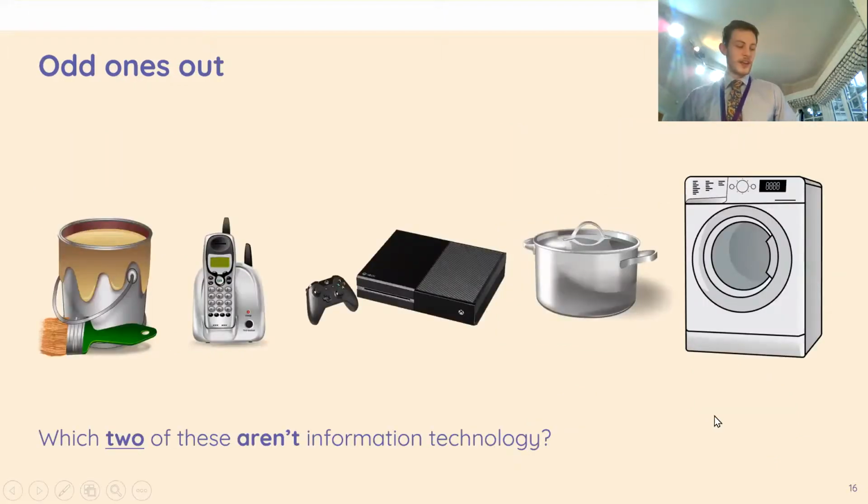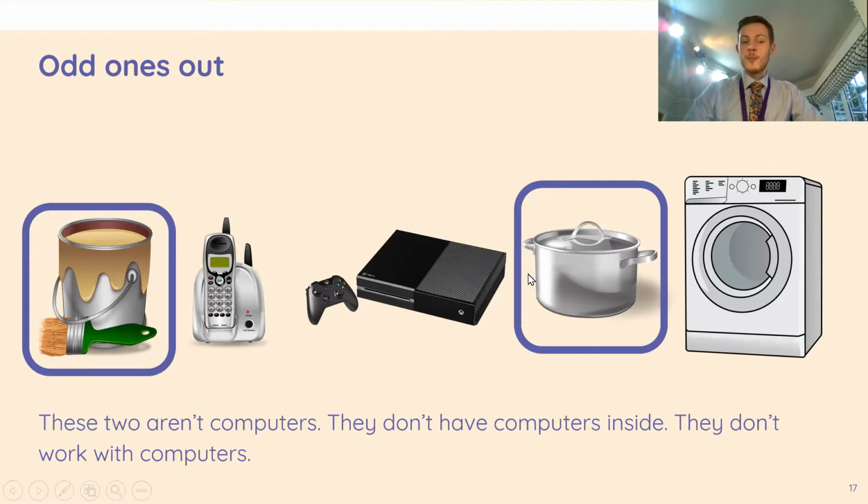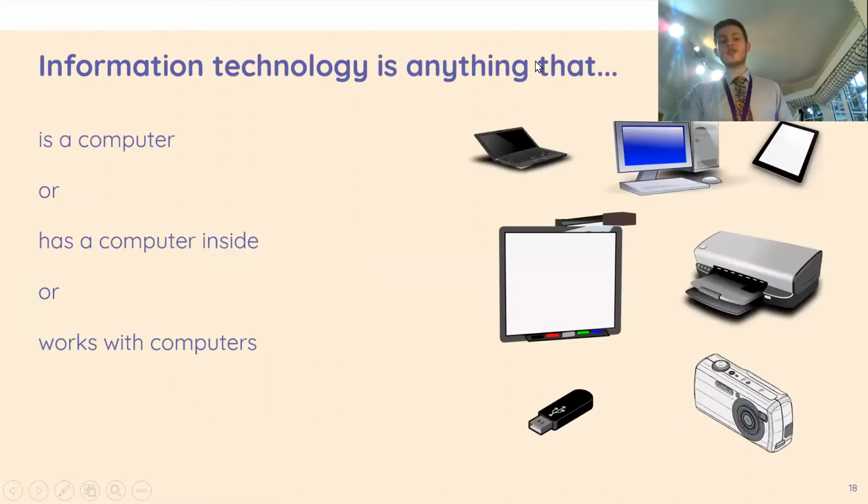Now, let's have a look at the odd ones out. Which two of these aren't information technology? Which two of these pictures are not information technology? I'm hoping we've shouted at the screen saying, oh, this is easy. It's the paint pot and the pan. These two aren't computers. They don't have computers inside them. They don't work with computers. They're not anything to do with computing. This is paint and this is a pan. Information technology is anything that is a computer, has a computer inside it, or works with computers.